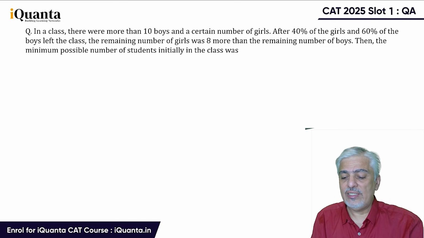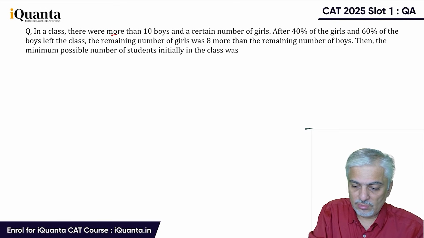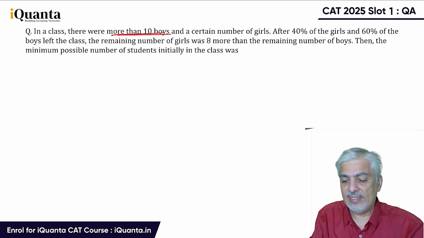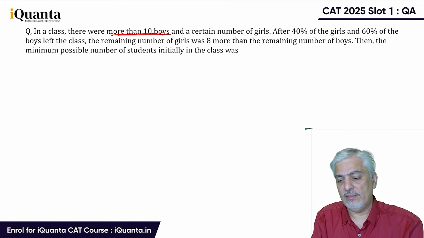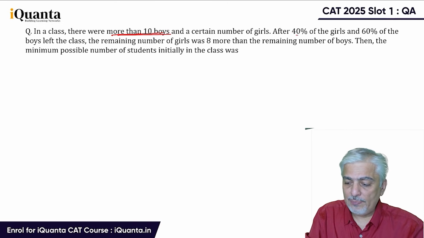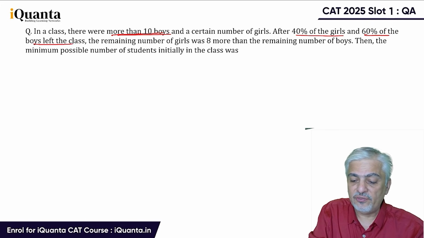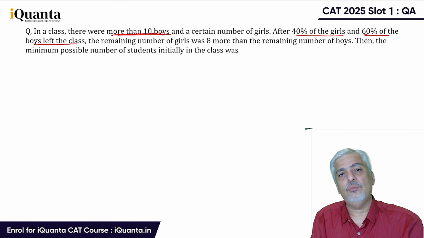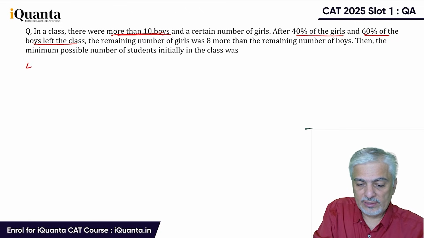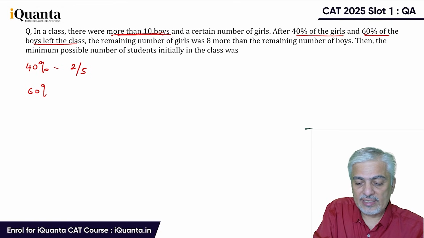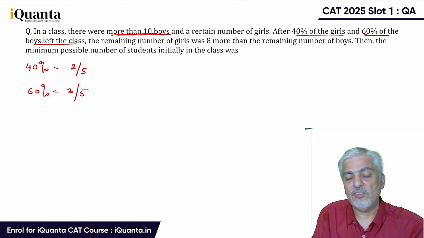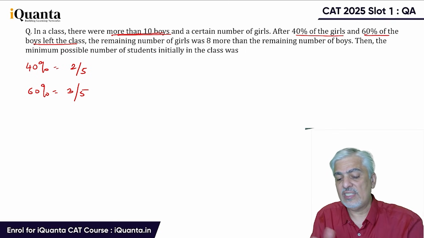In a class, there were more than 10 boys. The number of boys were more than 10 and a certain number of girls. After 40% of the girls and 60% of the boys left the class, now what is 40%? 40% is 2 by 5 and 60% is 3 by 5. So 40% of the girls left the class and 60% of the boys left the class. After that, they have said the remaining number of girls was 8 more than the remaining number of boys.